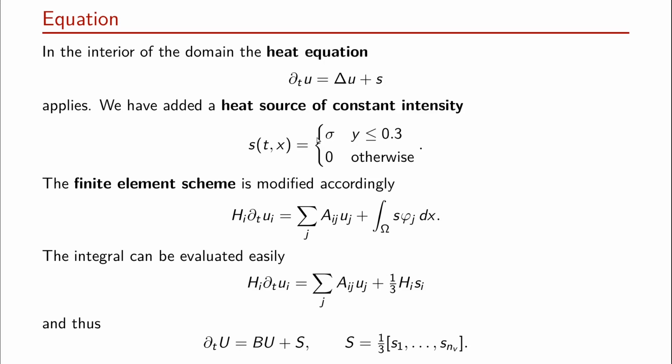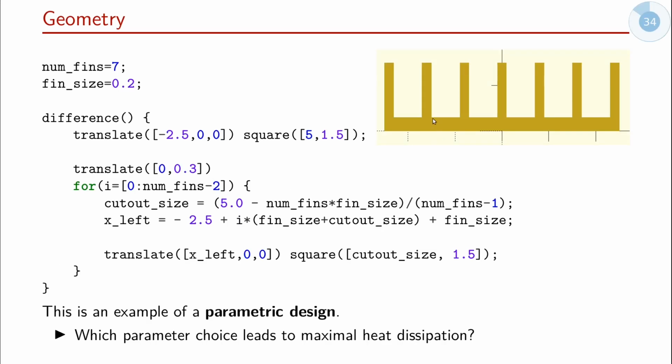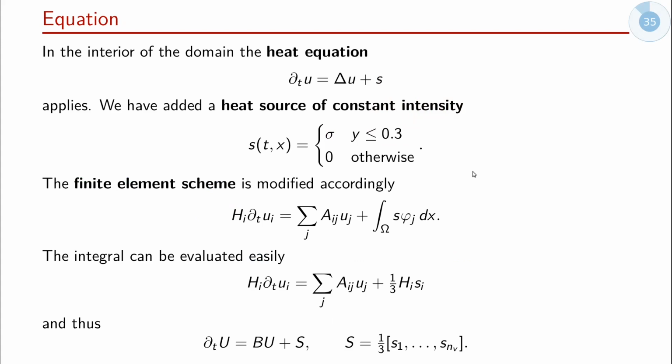It basically says we have a fixed amount of heat generation if y is smaller than 0.3, and otherwise it's 0. So basically that means that the bottom part here is heated equally, and then the fins, they are not heated, but they will just conduct the temperature and exchange the temperature with the environment.